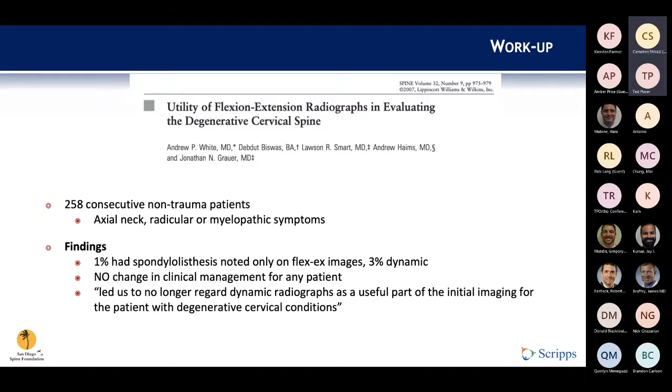Based on this study, not a group-wide recognition, it leads to no longer regarding dynamic radiographs as useful for the initial imaging of patients with degenerative cervical conditions. This is not for surgical planning and things like that. This is just initial imaging that they make a comment on.